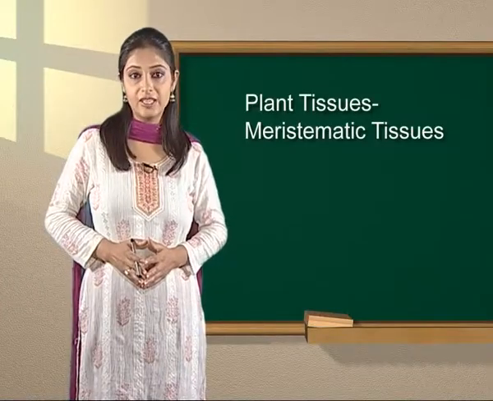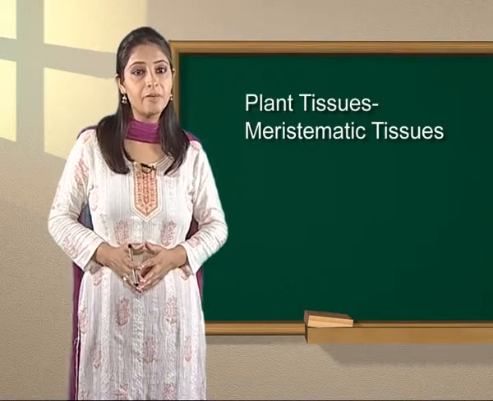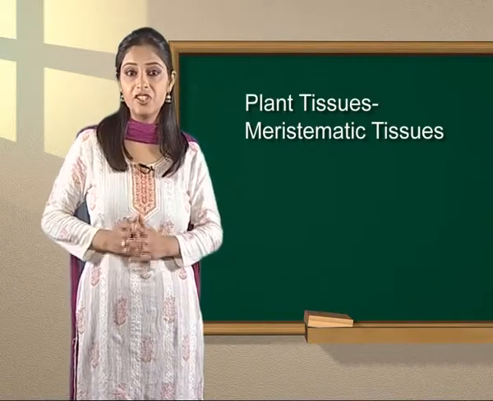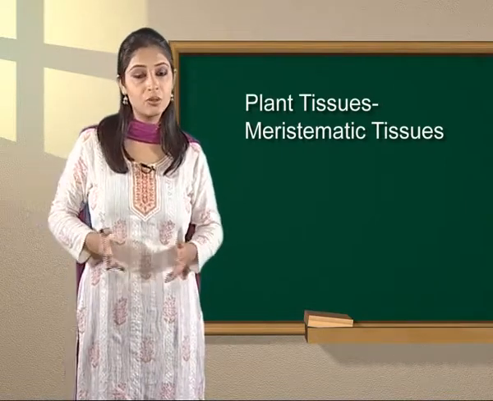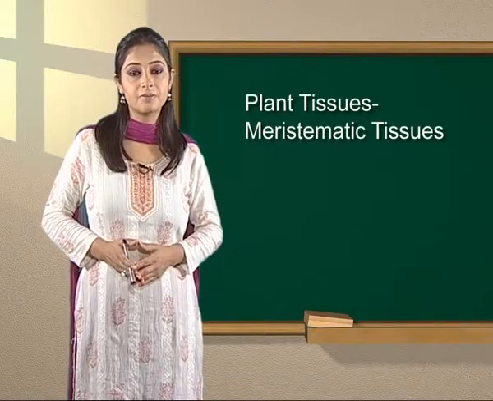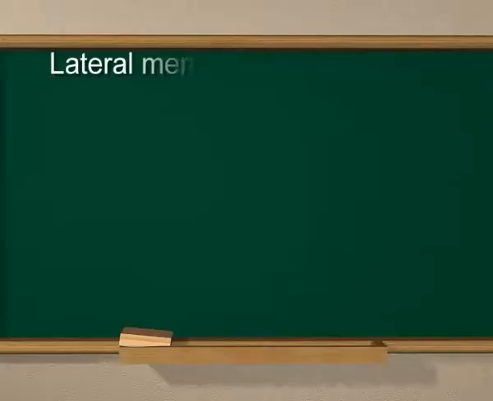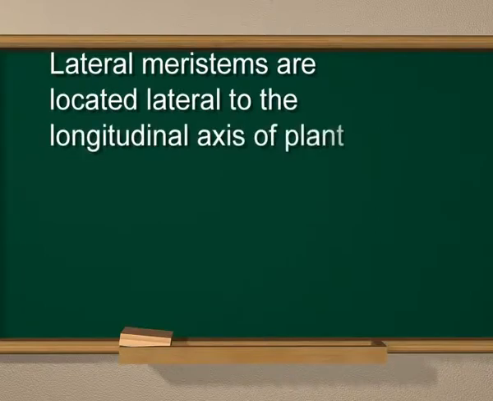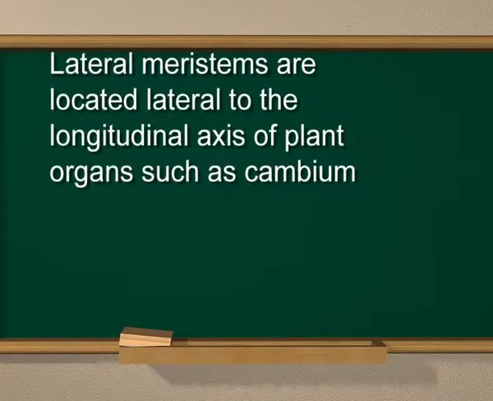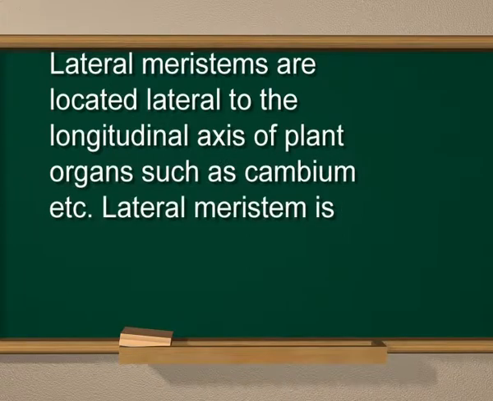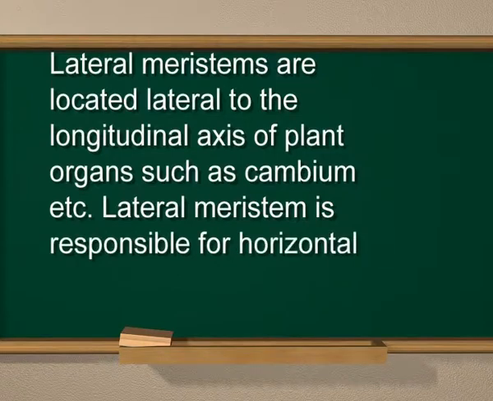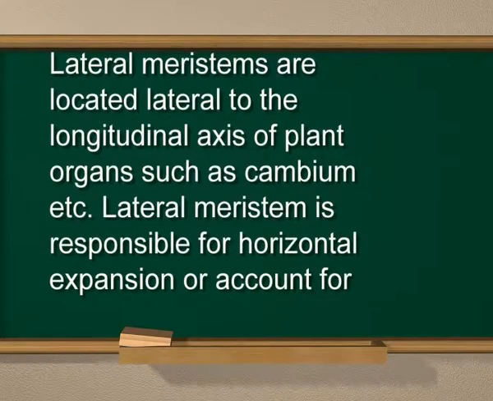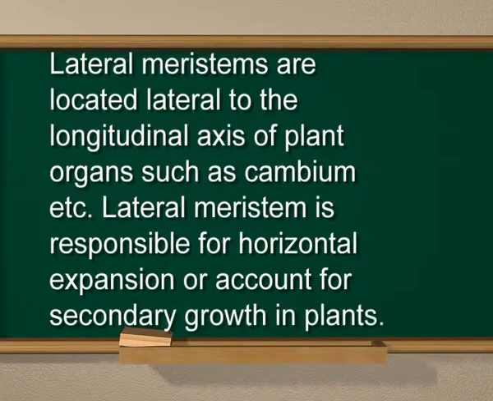The next question is, what are lateral meristems and which type of plant growth do they promote? The answer is, lateral meristems are located lateral to the longitudinal axis of plant organs, such as cambium, etc. Lateral meristem is responsible for horizontal expansion or accounts for secondary growth in plants.